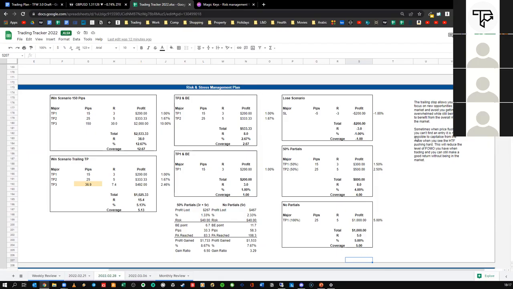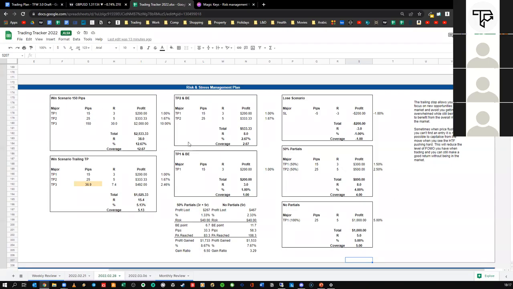Sometimes when price flushes, you can't find an entry. So for example, on Friday, there was a massive flush to the downside. Today, there was a massive flush to the downside, and you just wouldn't be able to get an opportunity. So in order for you to capitalize from the move, when you see the high time frame pushing really hard, sometimes you may not get in. But if you do get in, it will reduce your level of FOMO because you're actually in the downward move or in the upward move when you start swing trading. And this will allow you to make a good return without being in the market over and over again and maybe getting stopped out as a result.